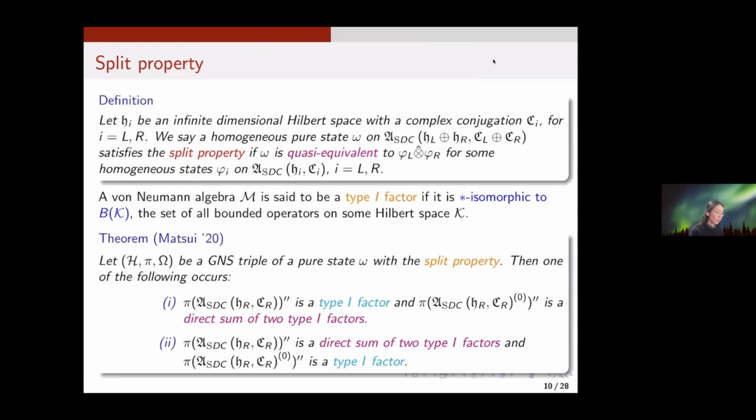For this split property in fermionic systems, there is some dichotomy, which I wrote here, and I would like to explain it. To do that, first let me define some terminology. A von Neumann algebra M is said to be a type 1 factor if it is star isomorphic to B(K), the set of all bounded operators on some Hilbert space K. With this terminology, now I can tell you the dichotomy about a pure state with the split property.